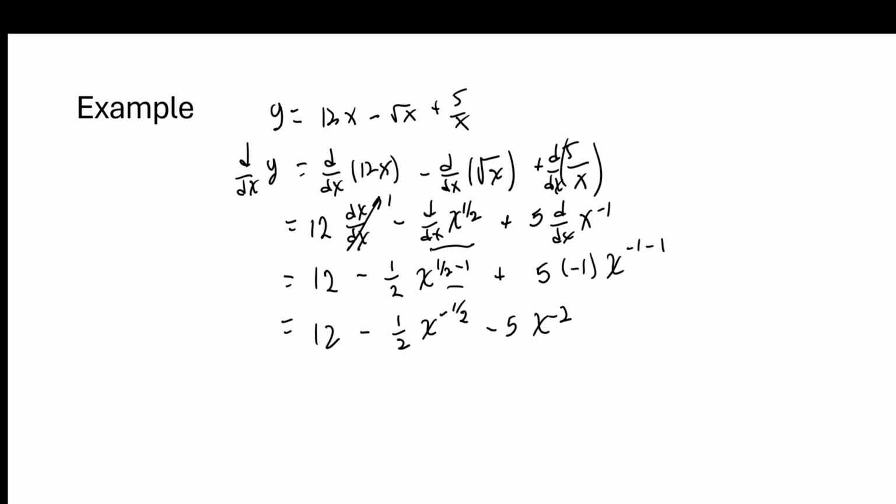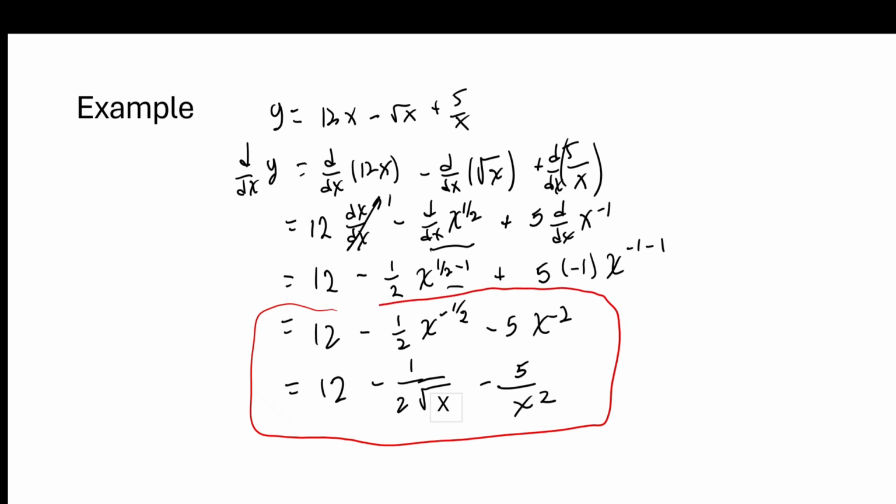So now we can rewrite that if we want. That's our answer, 12 minus 1/2, that's the square root of x, because it's the minus 1/2, so it goes in the denominator. Minus 5 divided by x squared, putting that in the denominator. So either one of those are acceptable forms for the derivative of this function.